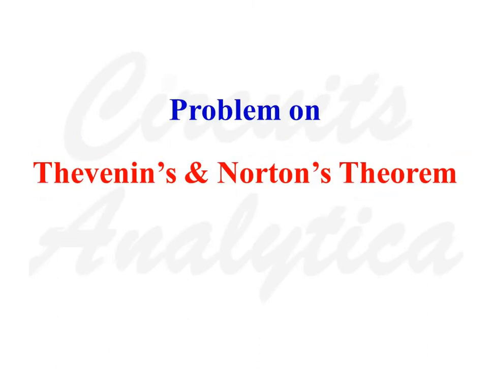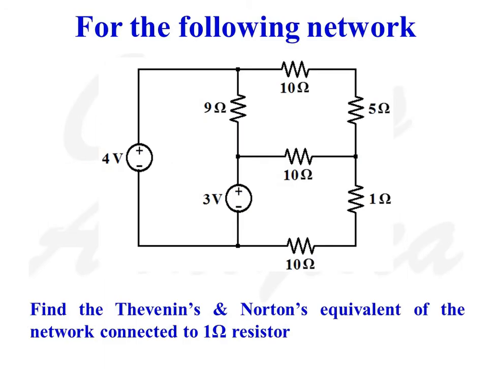In this video, we will discuss problems on Thevenin's and Norton's theorem. For the following network, find the Thevenin's and Norton's equivalent of the network connected to 1 ohm resistor.